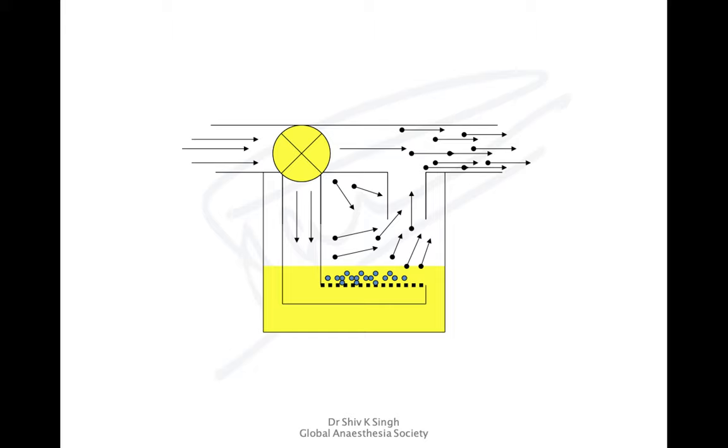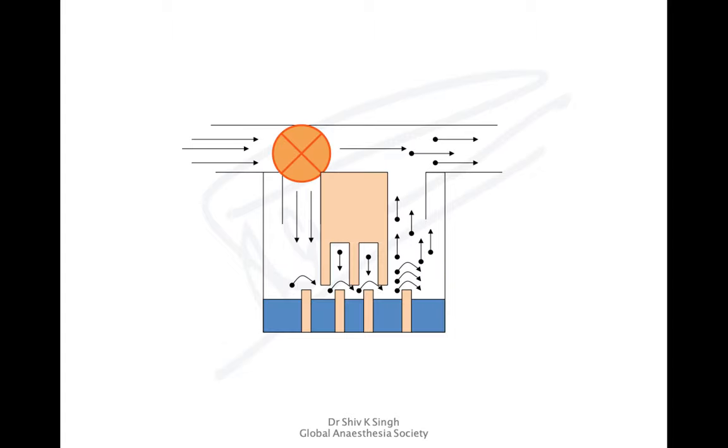Some of the old type, the measured flow vaporizers used a kind of sieve through which the anesthetic gases would pass through, and this will cause bubbling, and because the bubbling increases the surface area, you can increase the amount of the volatile anesthetic agent in the vapor form. So that was one method. These are something called copper kettle vaporizers, and we don't use them now.